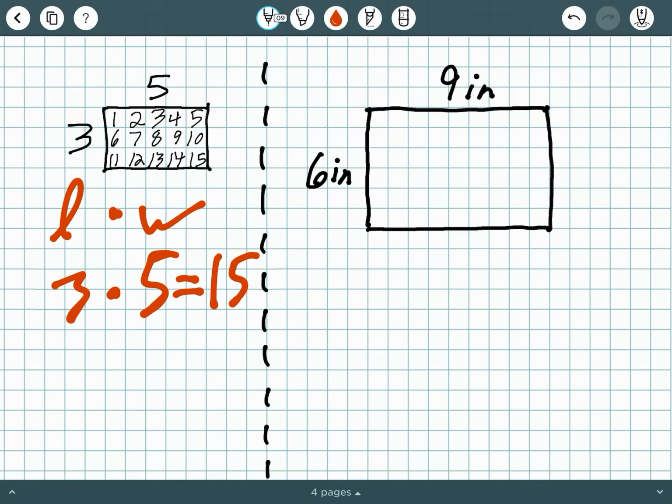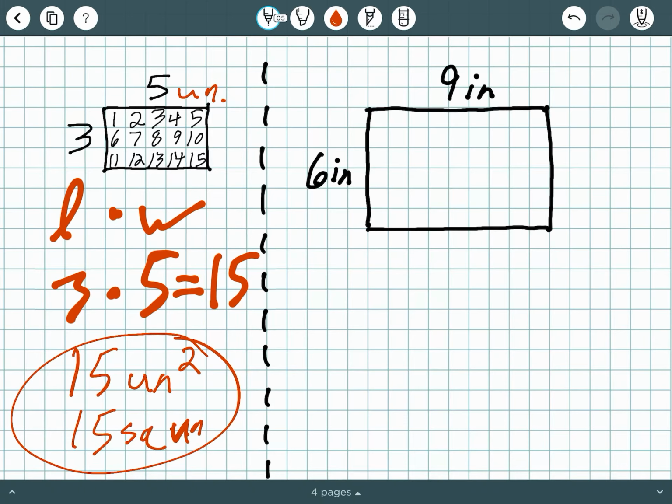Now notice since there's not any label after the 5 or the 3, since it just says 3 and 5, we just know that those are really units. We don't know what kind of units, we just know they're units. So our 15 is actually going to be 15 units squared. And I know some of you like to put square units instead. That's totally fine. Both those are absolutely correct.